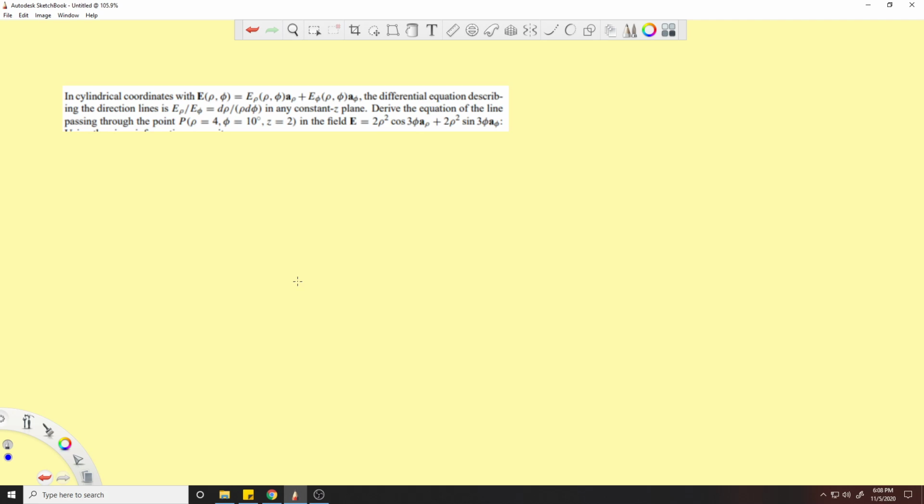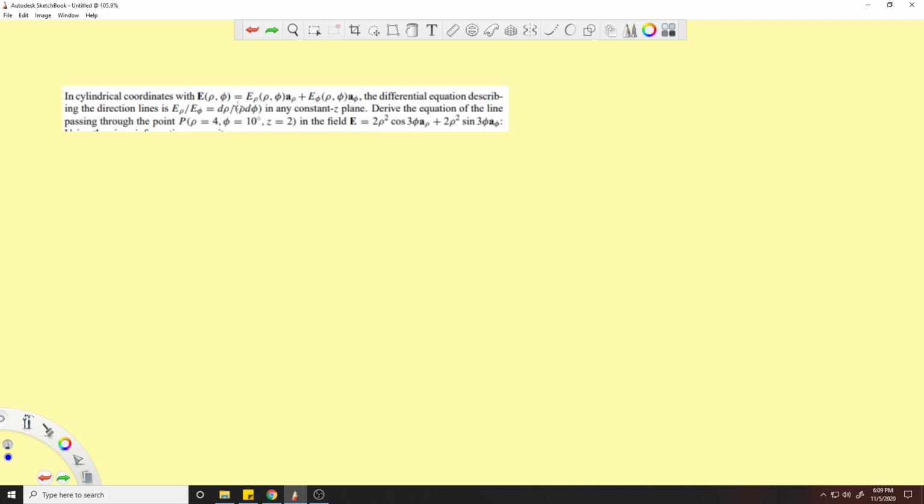We have a problem here, and it's in cylindrical coordinates. Just start reading it, and eventually you find that it wants you to derive the equation passing through some point, and you're given the electric field. Don't get confused by this first equation here, because it basically just says cylindrical coordinates. That's all this equation really means.